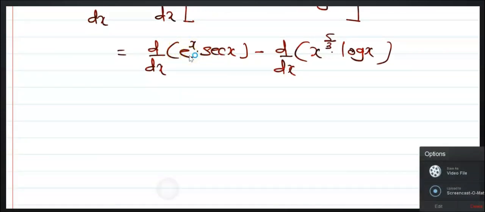Now what is the derivative of e raised to x? Derivative of e raised to x is e raised to x. Sec x चा डेरिव्हेटिव्ह किती येणार? sec x into tan x and log of x चा 1 upon x and x raised to 5 by 3 म्हणजे काय? 5 by 3 पुढे घेणार, 5 by 3 minus 1.